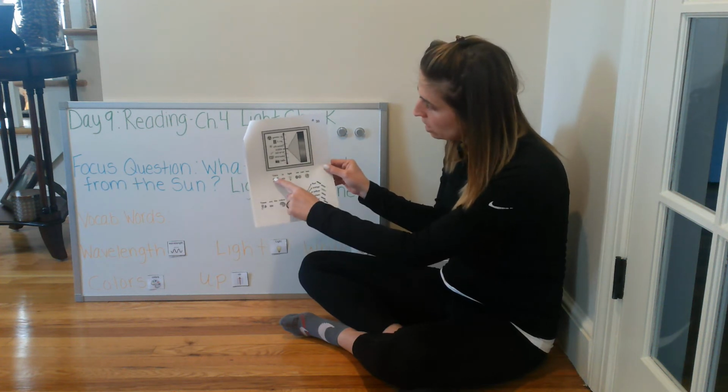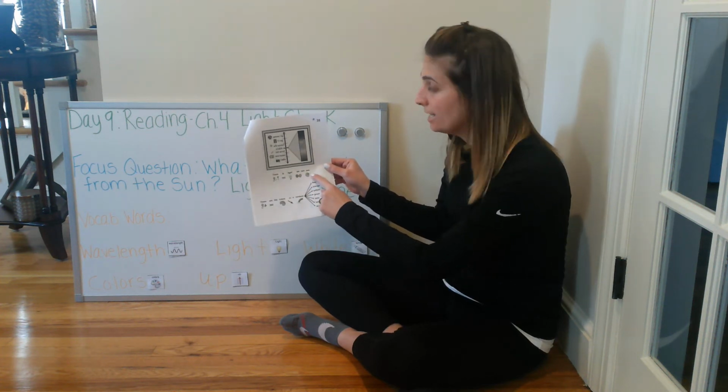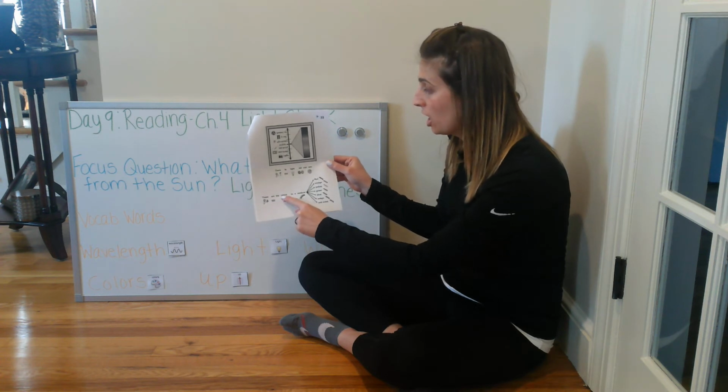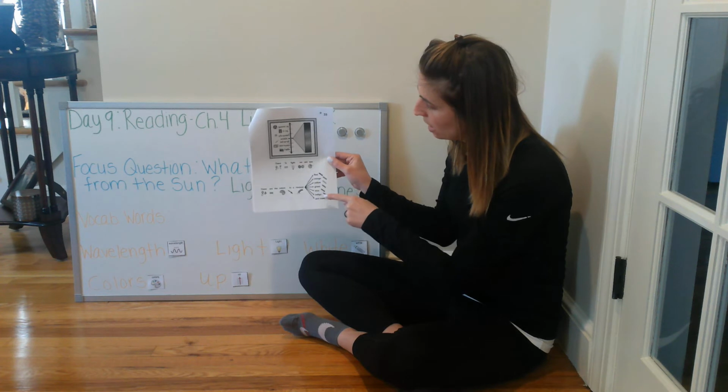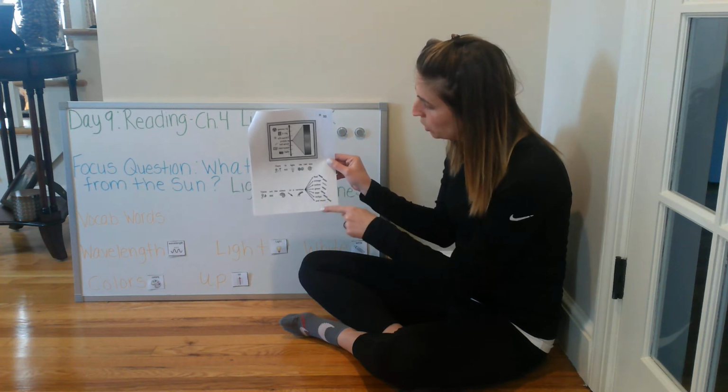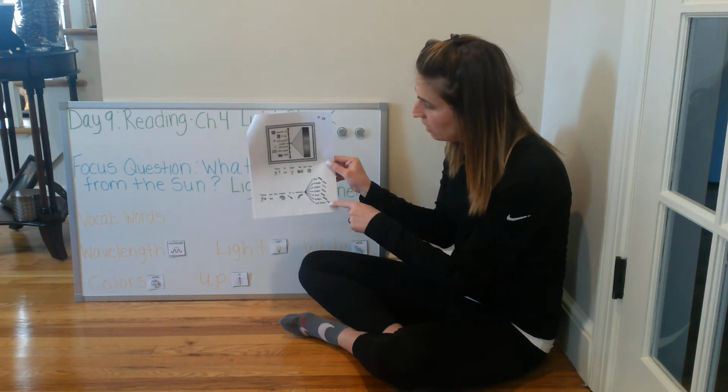Page 33, there is light we can see. These are the colors in a rainbow: red, orange, yellow, green, blue, indigo, and violet.